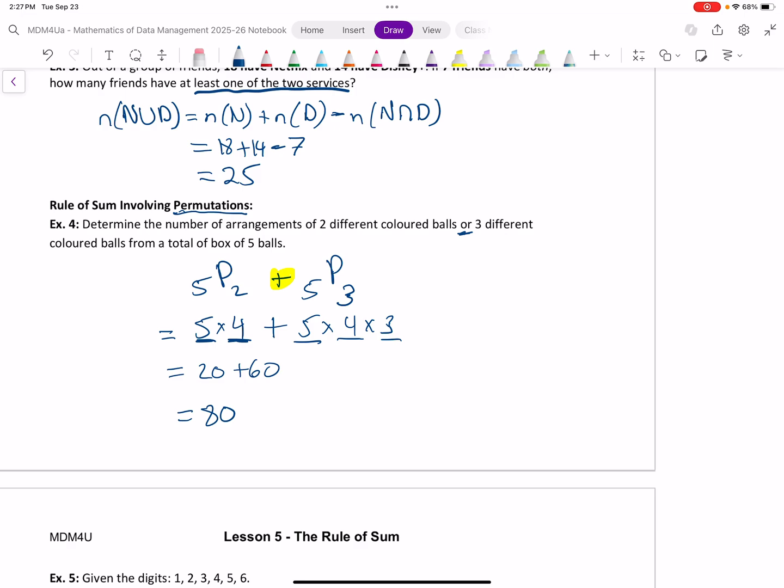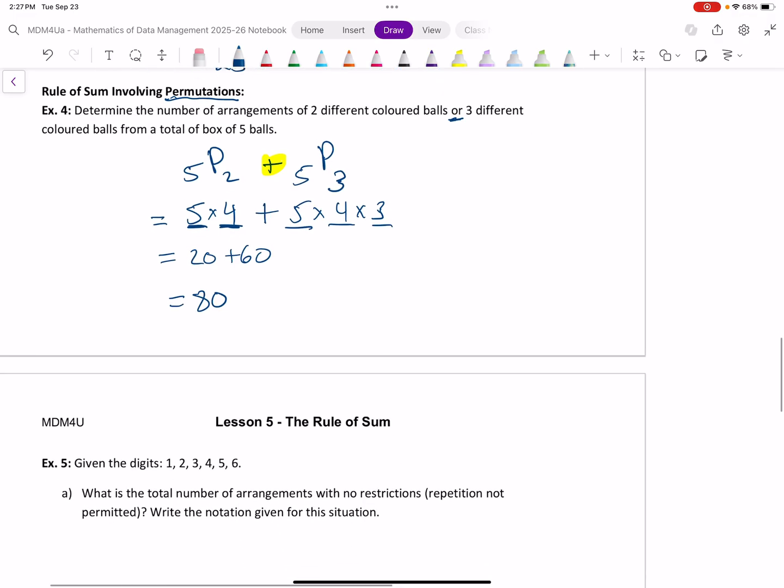This is, again, an example where these 2 things cannot occur at the same time. You can't have 2 and 3 different colored balls out of the 5 simultaneous. It just doesn't make any sense. So they can't occur at the same time. Again, you'll see a couple of examples in the homework like that one.